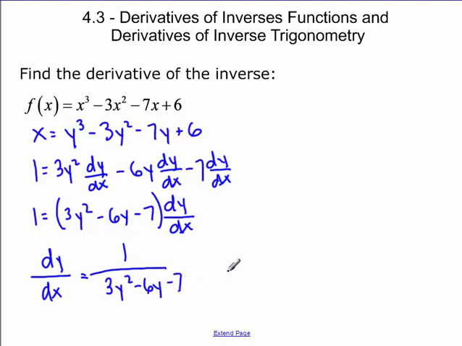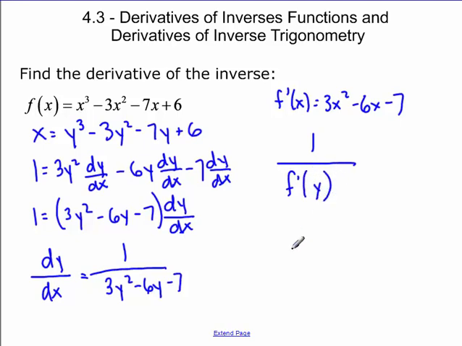So the reason I did that is look at what the derivative of f of x is. The derivative of f of x would be 3x squared minus 6x minus 7. So it's 1 over the derivative of f of x, just with y's in for your function value. Okay, but remember, y equals the inverse. So that's how we get this formula.